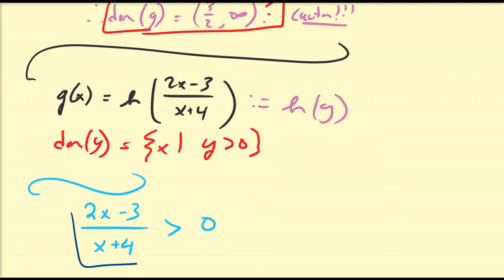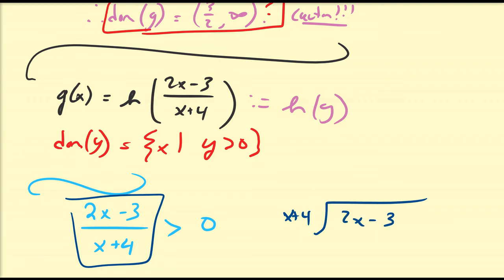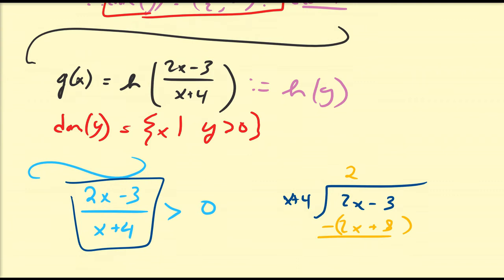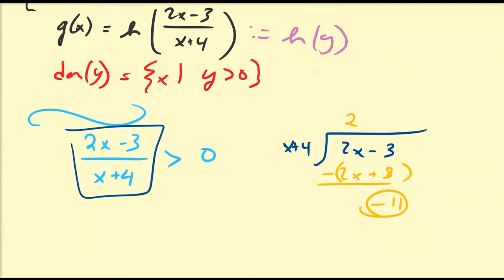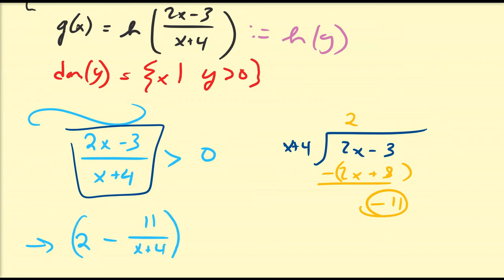Since this is a rational function, I'm going to perform a quick long division. So x plus 4 divided into 2x minus 3. That's going to be 2 times x plus 4, so 2x plus 8. Then I subtract those off, and we get minus 3 minus 8, that's minus 11. Therefore, this inequality is the same thing as writing 2 minus 11 divided by x plus 4 is greater than 0.